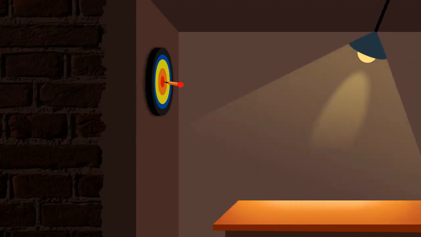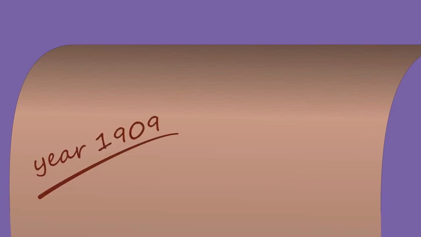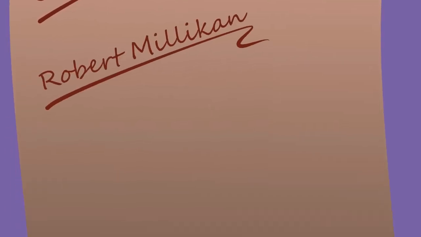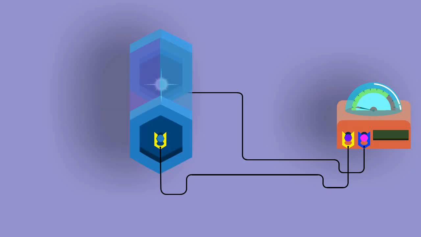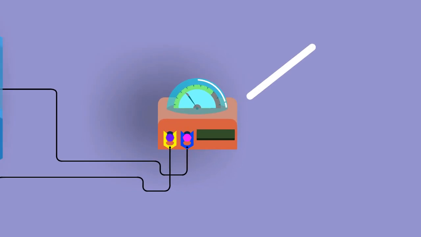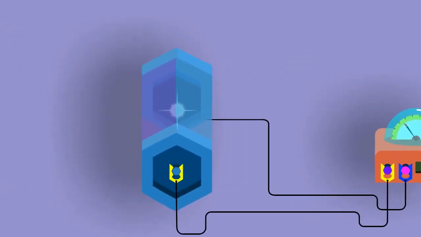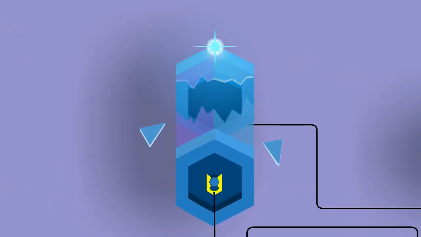So, what was Millikan's goal? In 1909, Robert Millikan, an American physicist, set out to measure the charge of a single electron. It might seem simple now, but back then, no one knew this charge, even though we knew electrons existed.